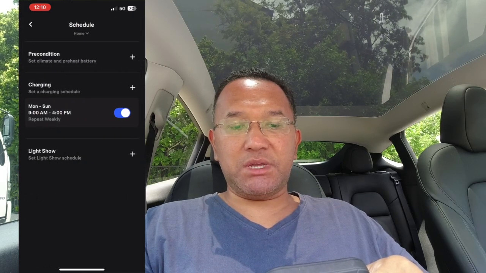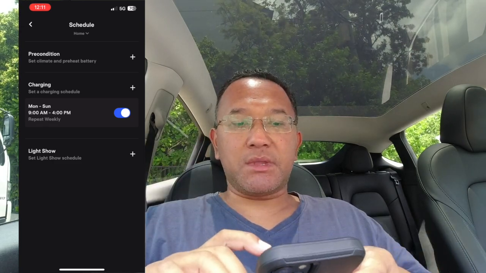If I were to look at my physical car at the current stage, you can actually put a schedule in here. At this current schedule, I have it set roughly between 9 a.m. to 4 p.m. That's because at about 9 a.m. our solar is generating roughly about 10 kilowatts or 8 kilowatts or so.